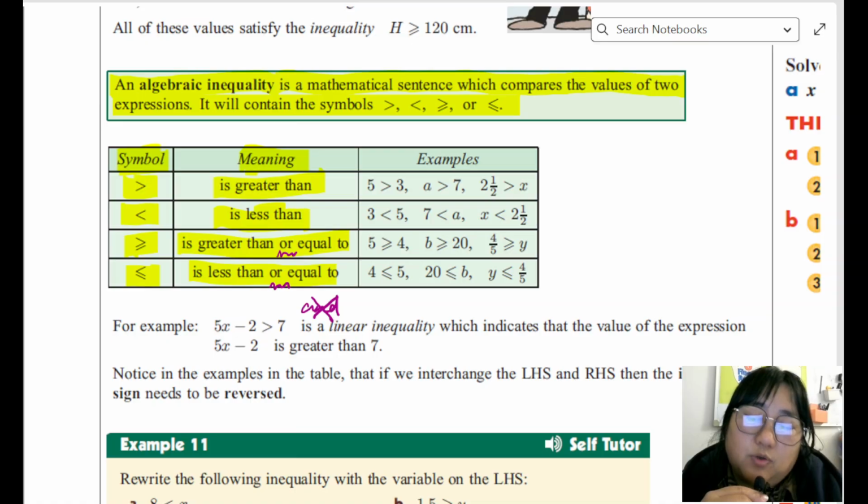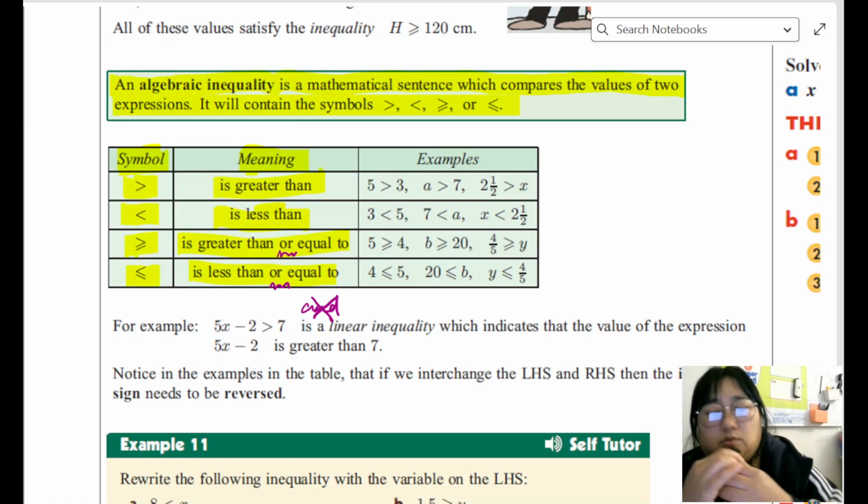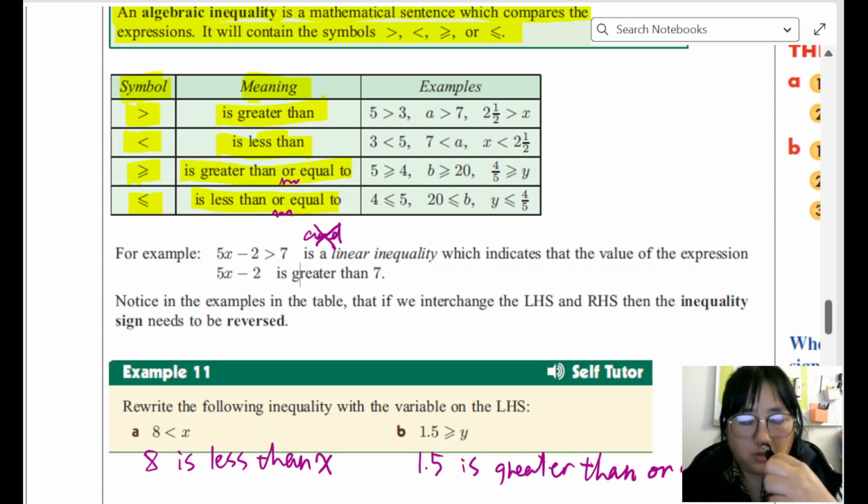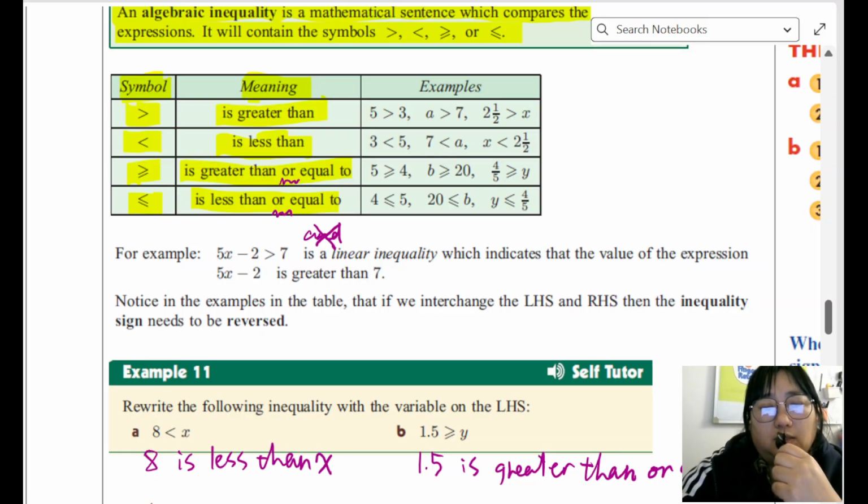First is 1.5 greater than y. Second is 1.5 is equal to y. So you have to pay attention, these are two different situations. And also, 8 is less than x, and we can also change it to another one with greater than. If I rewrite less than and write greater than instead, what should we put in the front and what should we put after?